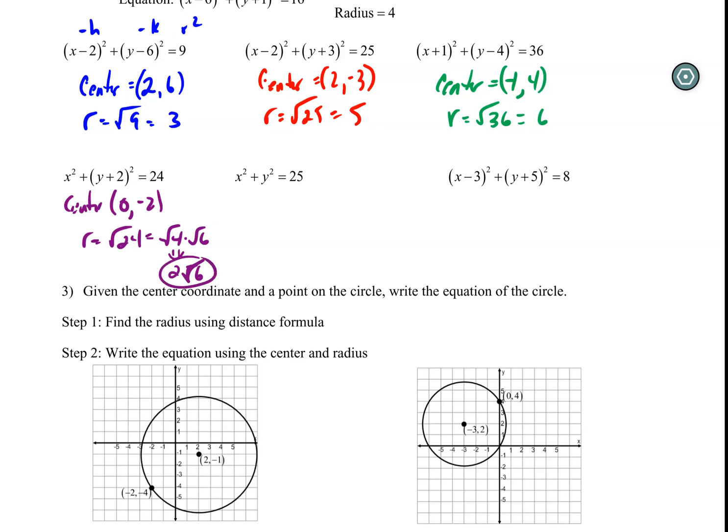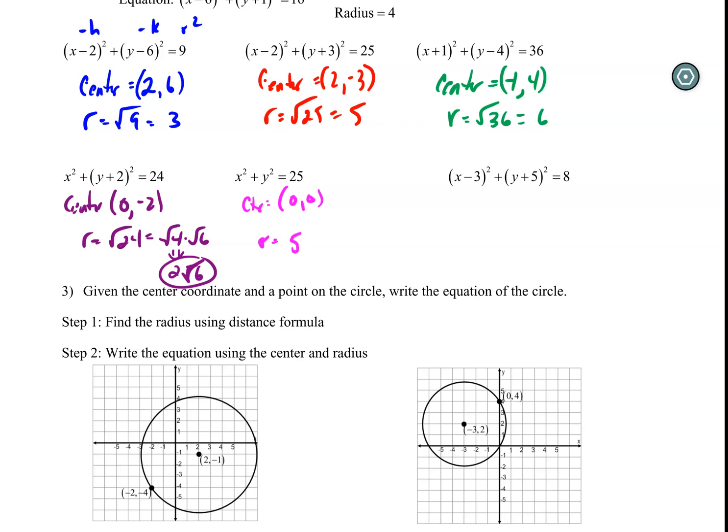Okay. Here, this one, no change. Radius is a perfect square. This one's nice and simple. Center is 0, 0. Radius is 5. Hopefully that one was nice and simple and easy.